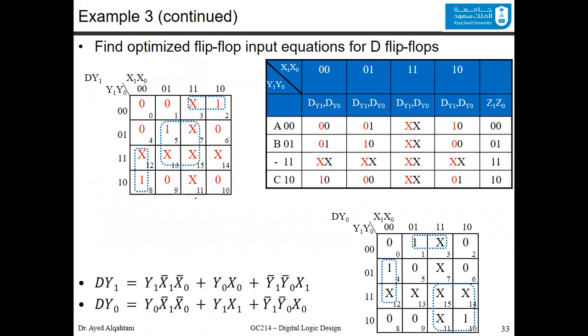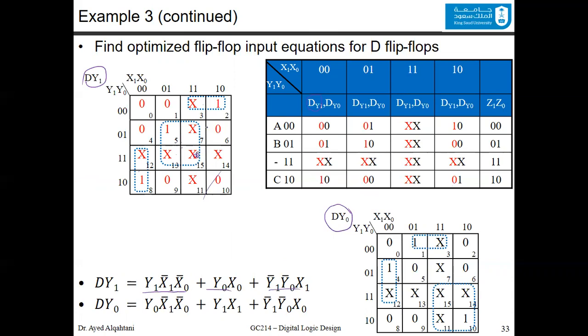You copy this here, and you copy this red column here, and this one here, to get dy1. And the black ones, you copy them here to get dy0. From the kernel map, or from K-map optimization, you will find that you have 4 boxes. Notice that we make use of the don't cares.